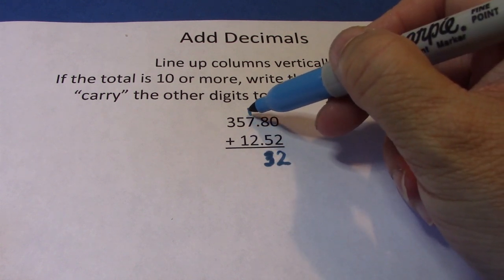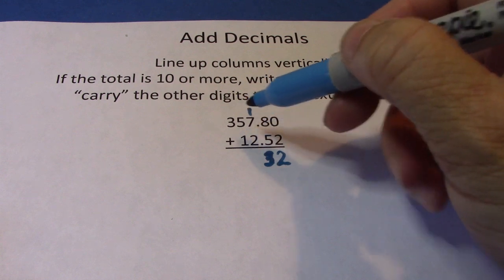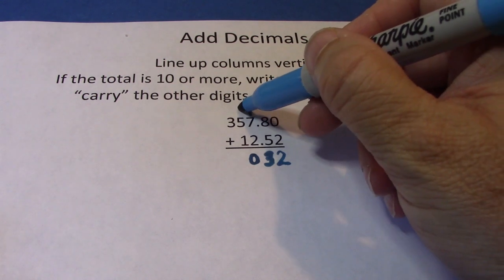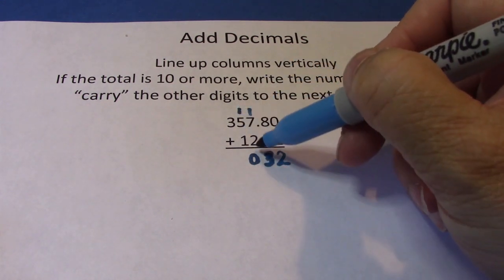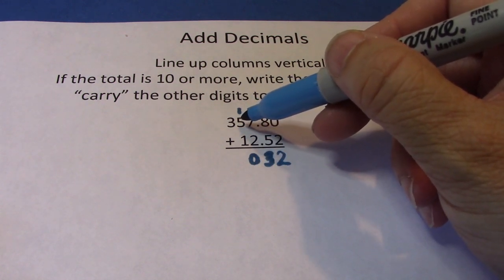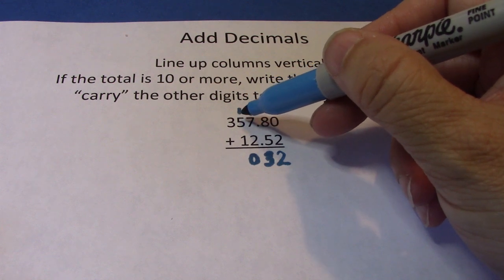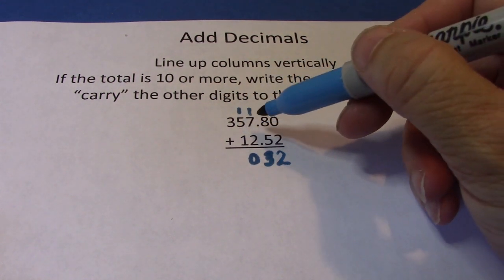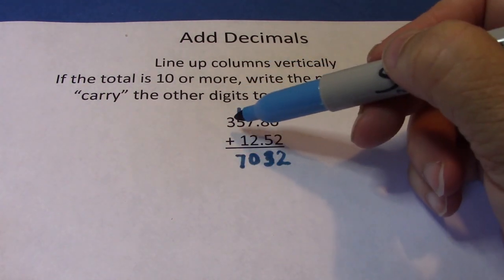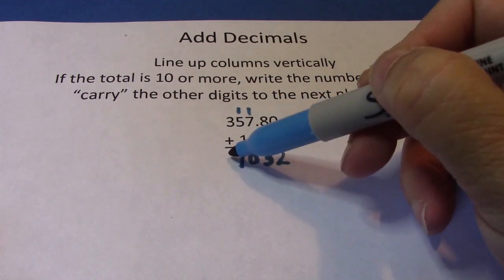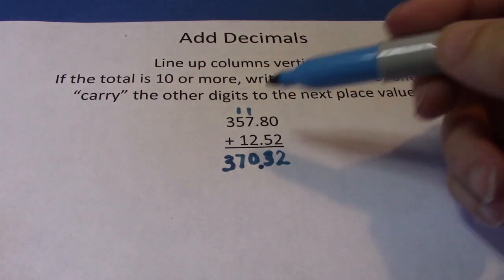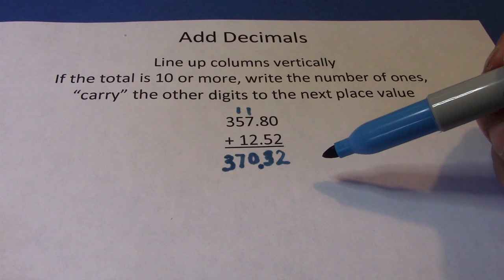Now I've got 1 and 7, that's 8. 8 and 2 are 10, so I'm going to write the 0, bring the 1 up, because I have none of this place value, but I've got 1 that's of the value that's 10 times as much. Now I take 1 plus 5, that's 6, and 6 plus 1 is 7. No need to carry anything there. And the 3 doesn't have anything to add to it, so I just bring it straight down. The decimal also comes straight down, so that is 370 and 32 hundredths.